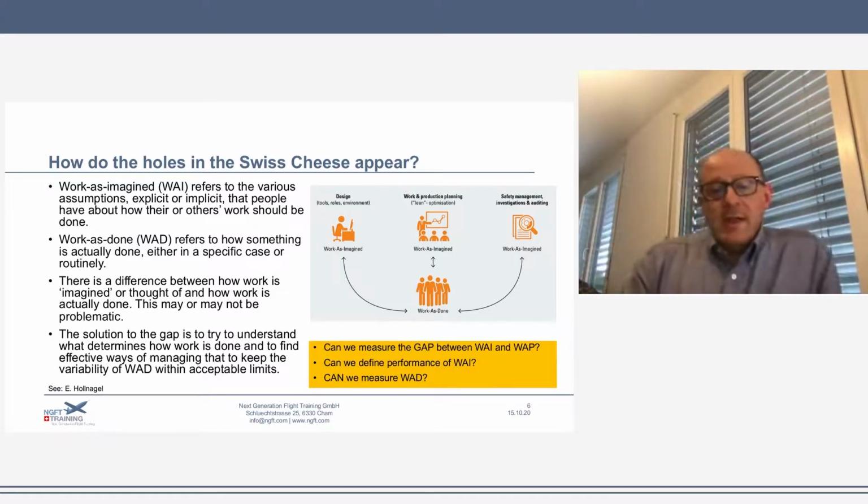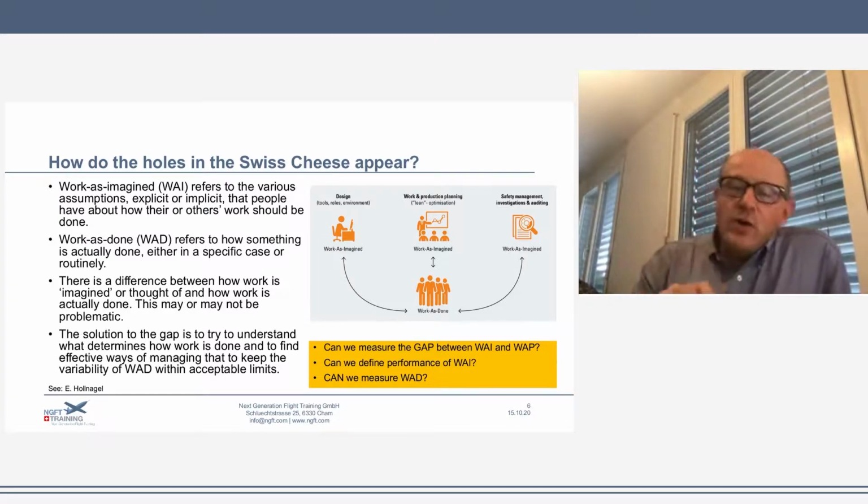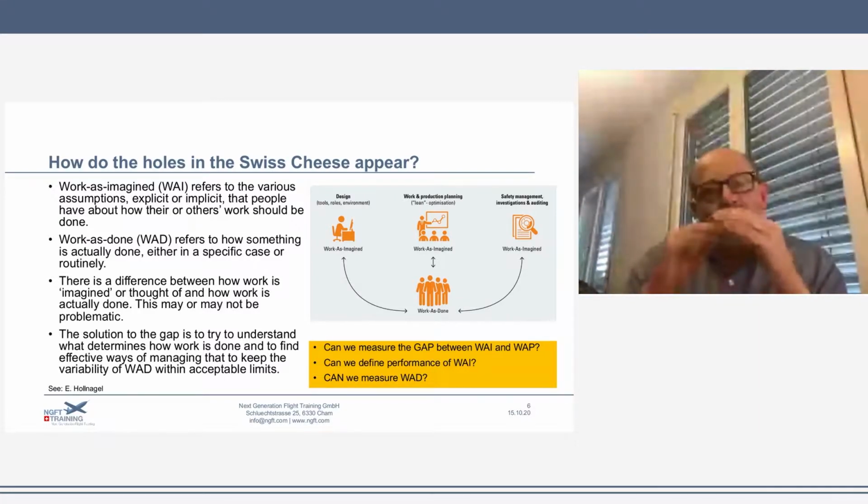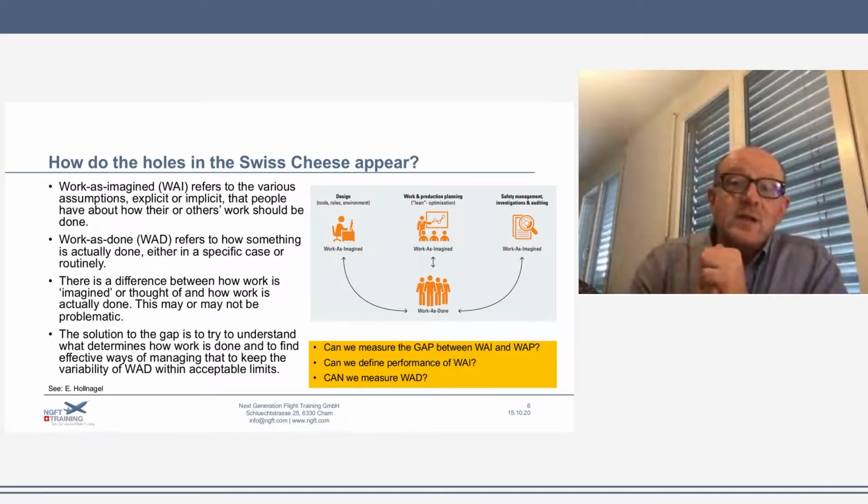Now, that can be problematic or not, depending on how you sharpen your pencil. Yeah, that's maybe a quite obscure way how you do it, but it may not have an impact at all. The solution is basically to understand what determines how the work is done, and then we can define the differences, and we can then also find out is that gap significant to that.